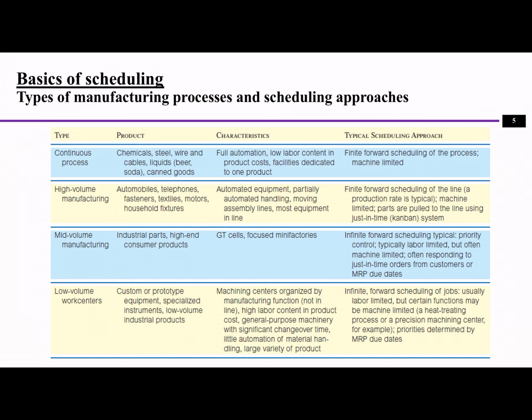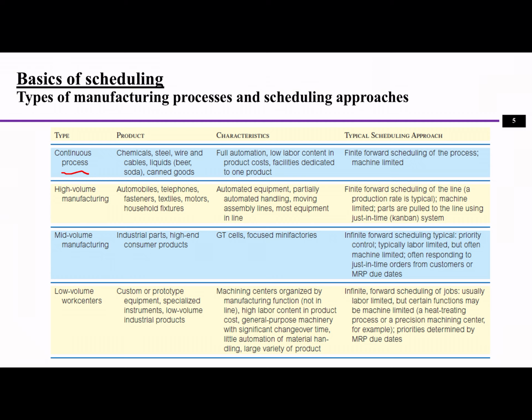All right, now let's look at the different types of manufacturing processes or systems, and what typical scheduling approach we have to utilize. First one, continuous process. Usually these are processes dealing with chemicals, steel making or wire making, or liquids like medicines, beer, soda, or canned food, food processing. These kinds of products really require a continuous process.